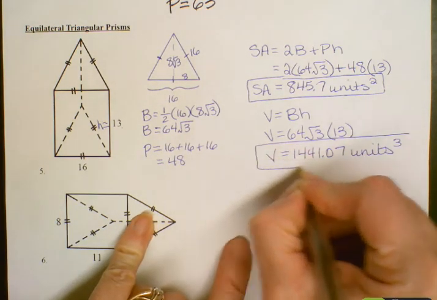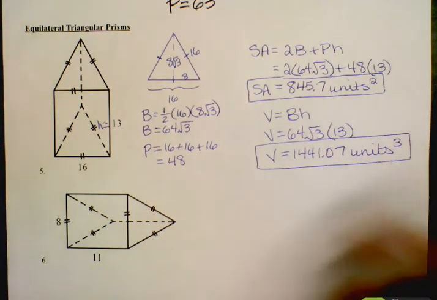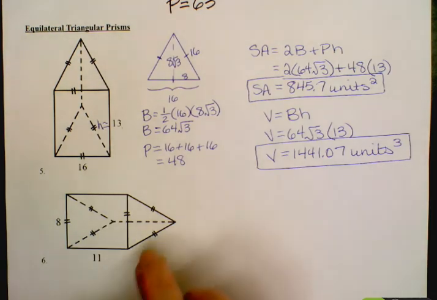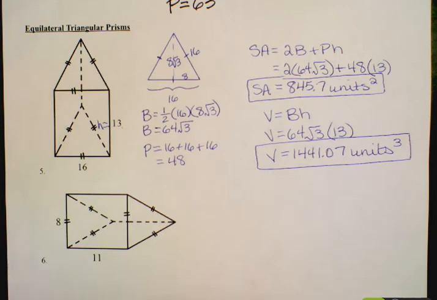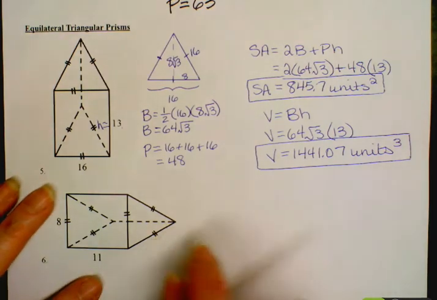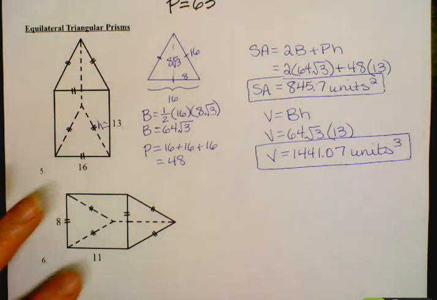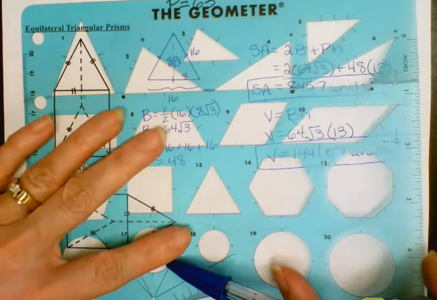All right, so at this point, I would advise you to pause the video and attempt to find the surface area and volume of number 6. And then you can restart it and see what the solution is when you're finished. Okay, so assuming you've had time to do that, let's look at our equilateral triangle here again. I'm going to use my little tool and draw myself a triangle.